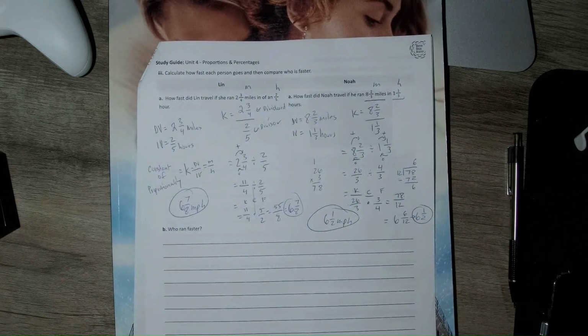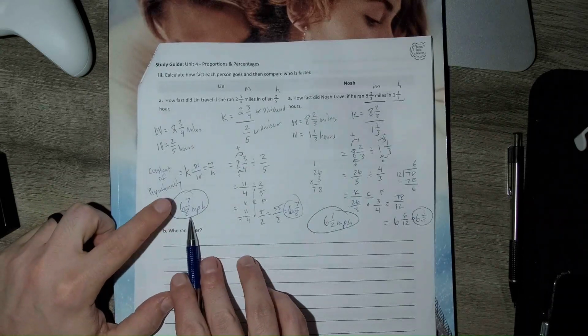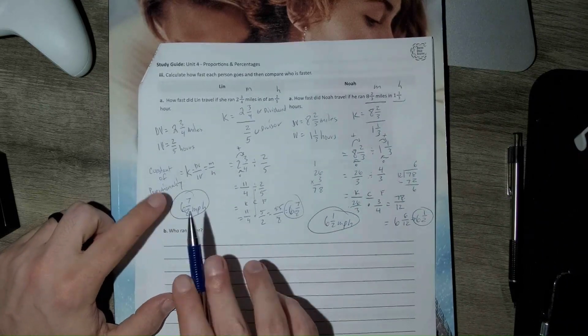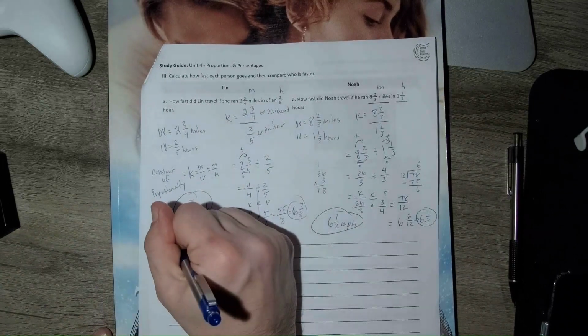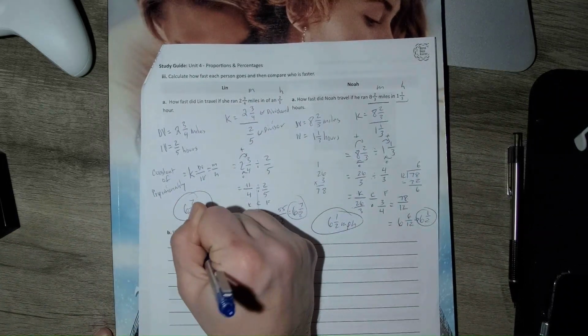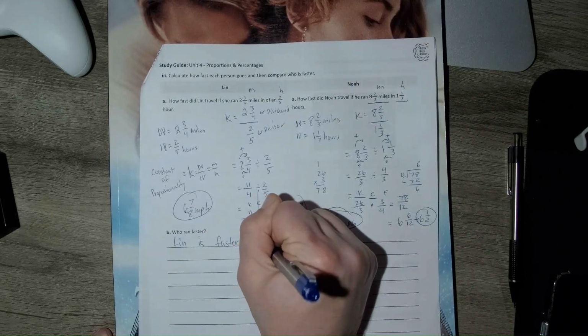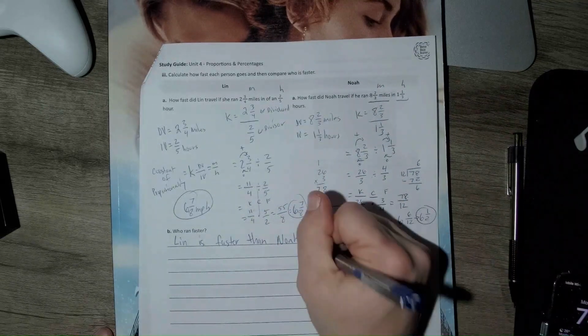And so when we compare these, who's faster? Well, Lynn traveled closer to 7 miles per hour than Noah. So because Lynn was traveling more miles per hour, we know Lynn is faster. So we would say Lynn is faster than Noah. Right? We don't stop there though.